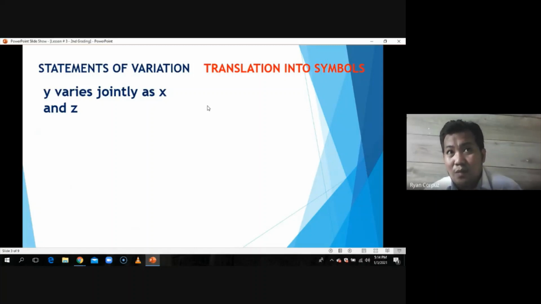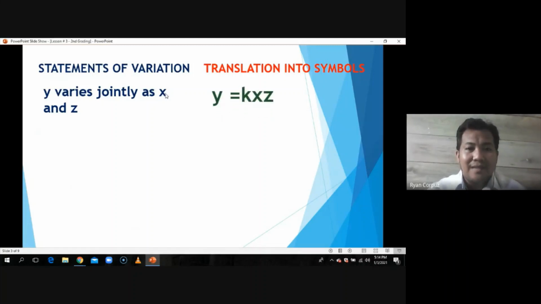Kung same way na translation siya ng direct, product lang yun. So, that would be y is equal to k, then x, z, the product of the other two quantities. That would be y is equal to kxz. Yung y is on the left side, then x and z is on the right side together with k. Again, let us not forget that when we are translating statement of variation into symbols, kapag variation yan, k should always be there. Wag natin kakalimutan yan.